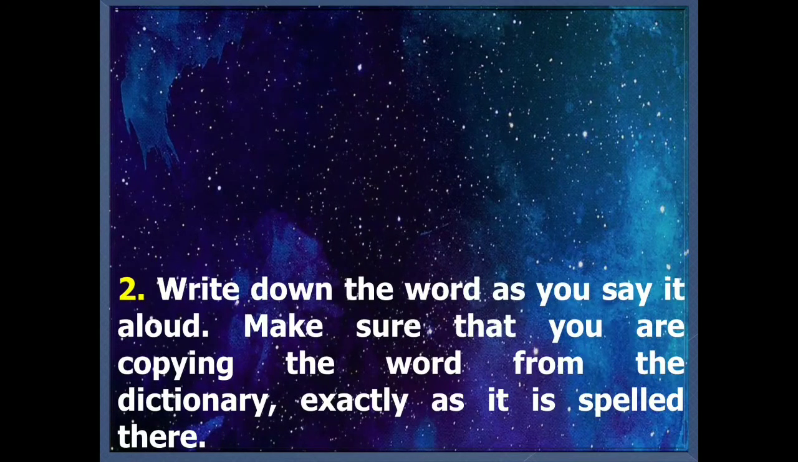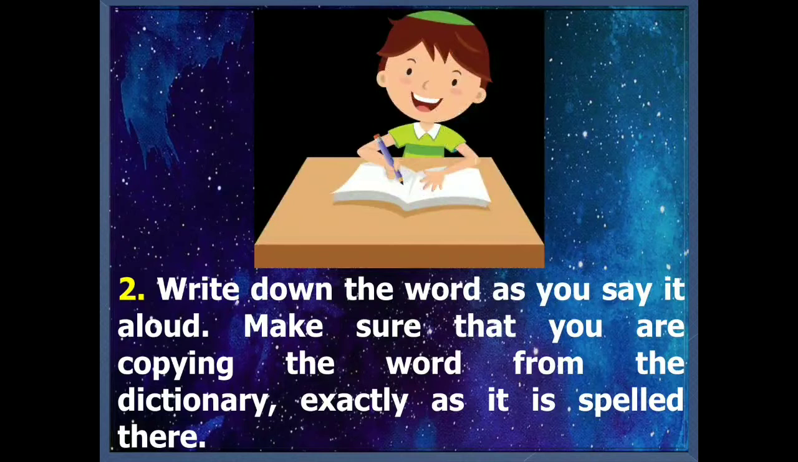For number 2, write down the word as you say it aloud. So take down notes of the words that you want to spell and say it aloud. Make sure that you are copying the word from the dictionary. What is written in the dictionary is the correct spelling of the word. Therefore, you have to copy it properly, exactly as it is spelled there.